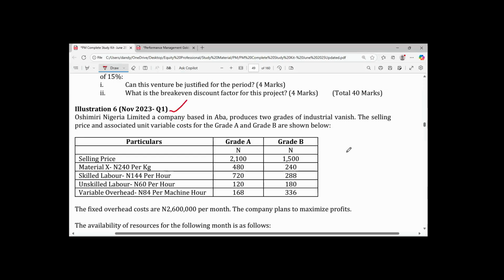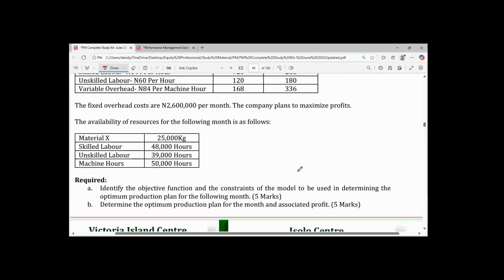Illustration 6. Oshimiri Nigeria Limited, a company based in Aba, produces 2 grades of industrial varnish. The selling price and associated unit variable costs for the grade A and grade B are shown below. The fixed overhead costs are 2.6 million naira per month. The company plans to maximize profits. The availability of resources for the following months is as follows.